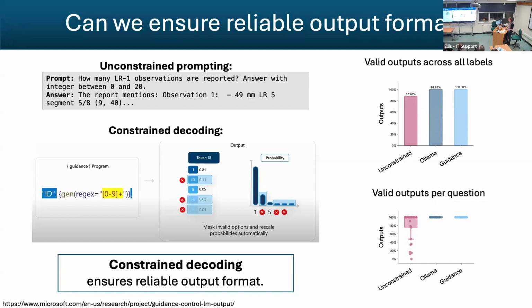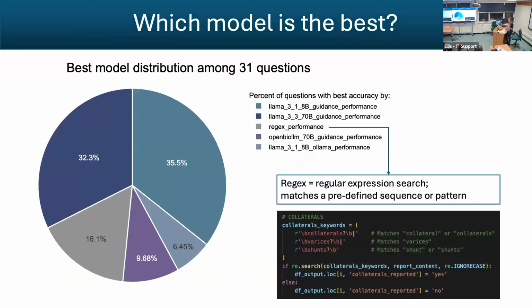Okay, so we can ensure format, but now is the answer actually correct? And which model should we use to make sure that that answer is correct? Now, I'm not going to go through this in detail, but this is just showing you a bunch of models that I've tested and which model performed best amongst the 31 questions. And something that you can see is that there isn't a clear winner. It's kind of all over the place.